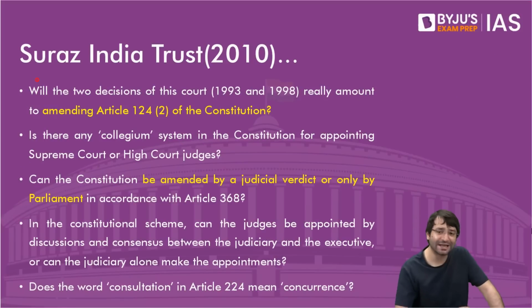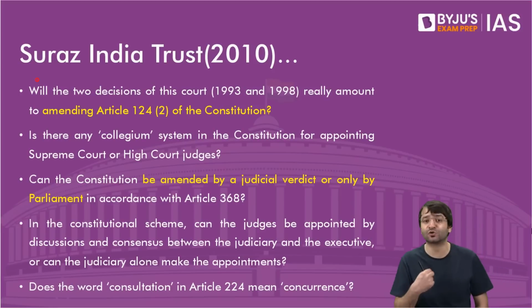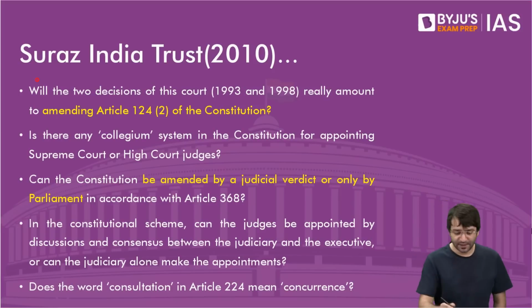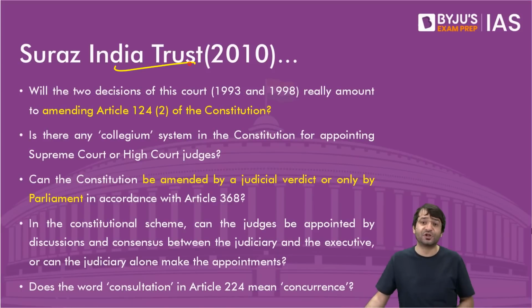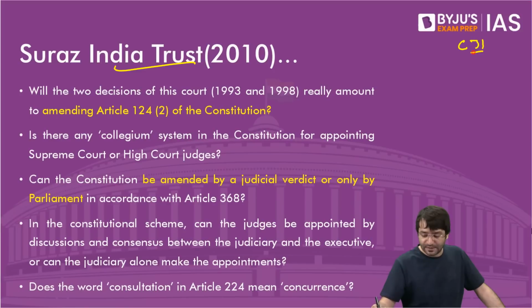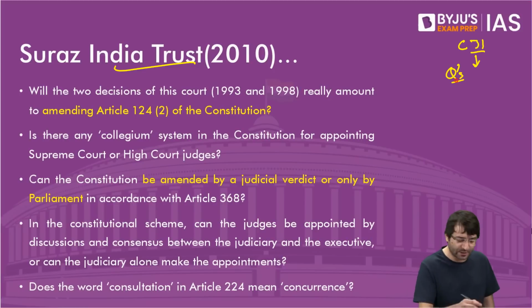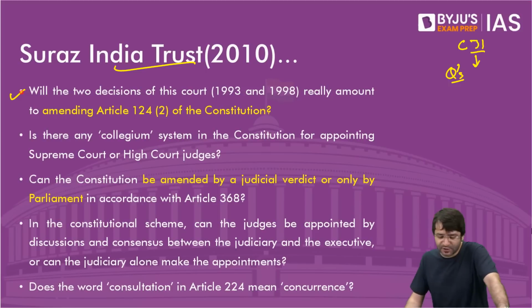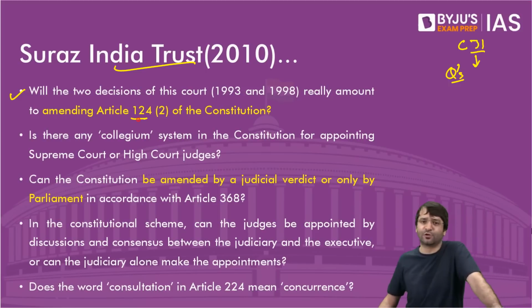But perhaps the most damning, scathing criticism of Collegium system came from two judges of the Supreme Court itself. In the Suraj India Trust 2010 case, some questions were asked by two judges of the Supreme Court to the Chief Justice of India. And we are in 2023. These questions have not been answered yet. What are the questions? Question number 1. Will the two decisions of the court in 1993 and 1998 really amount to amending Article 124, Clause 2 of the Constitution?